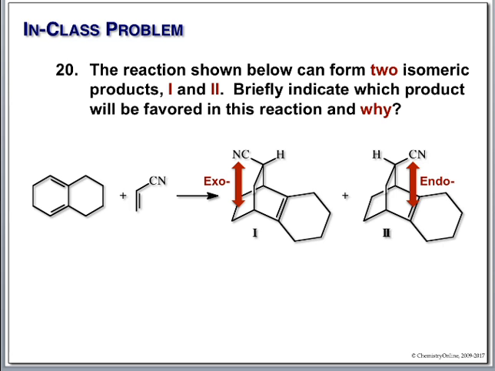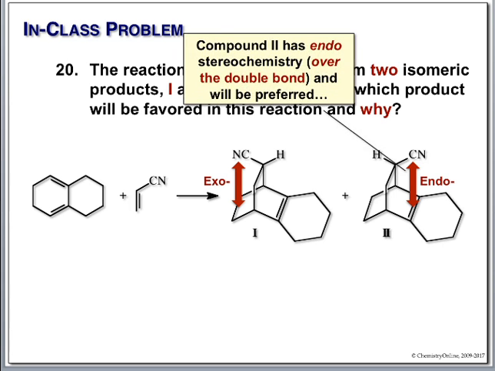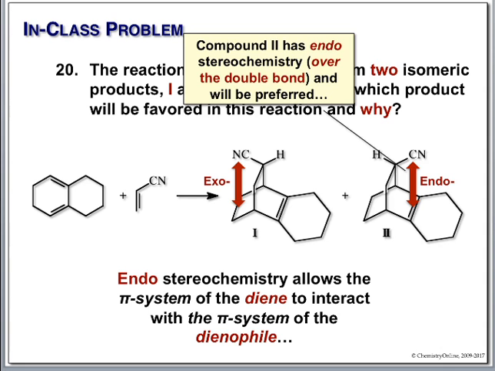So using my words, I could say something like this. Endo stereochemistry allows the pi system of the diene, that's this guy, to interact with the pi system of the dienophile, that's our nitrile group. Any questions?